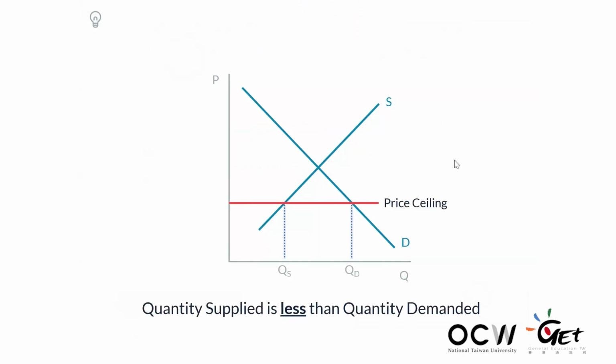And in fact, the quantity supplied is less than the quantity demanded. So you have a shortage, and it's forced by the price ceiling. Because if there is no price ceiling, then this excess demand would bid up the price. And so when prices go up, converging towards the equilibrium, the shortage will disappear.